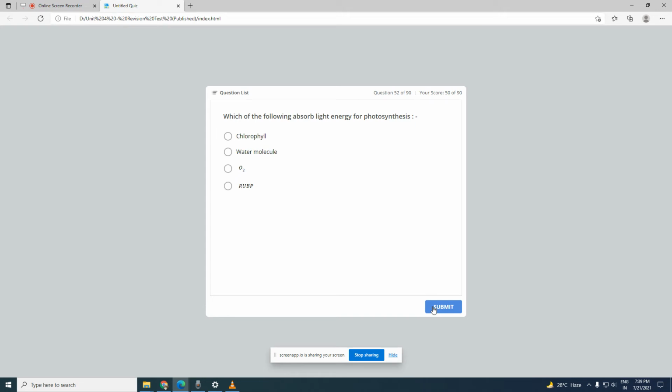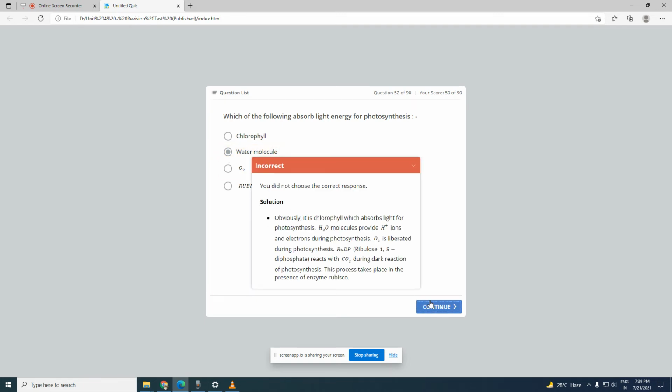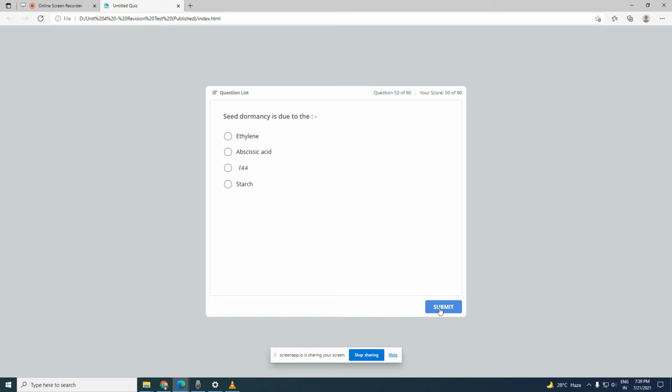The question number 52 is, which of the following absorbs the light energy for the photosynthesis process? Chlorophyll, water molecule, O2, or UDP? Is the water molecule the right answer? No, it's not the right answer. The right answer is chlorophyll. Option A is the right answer.